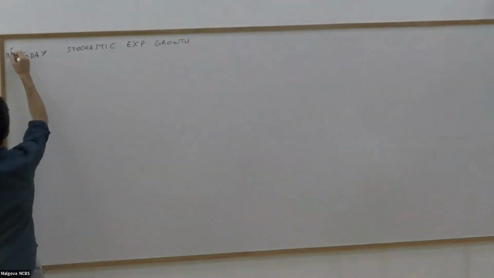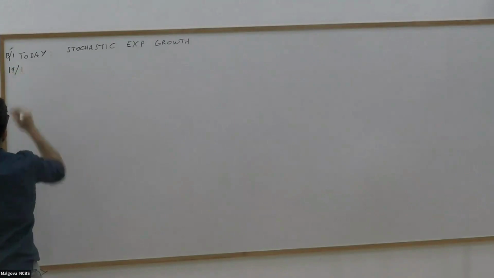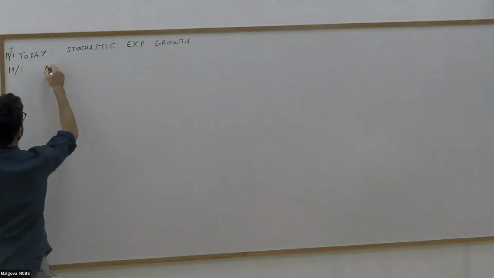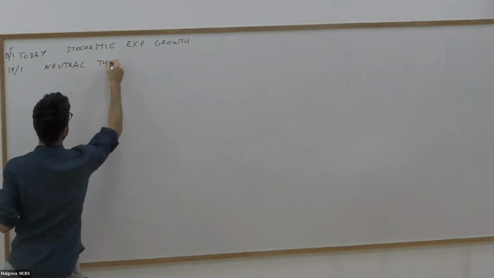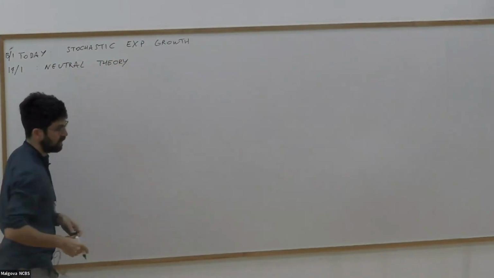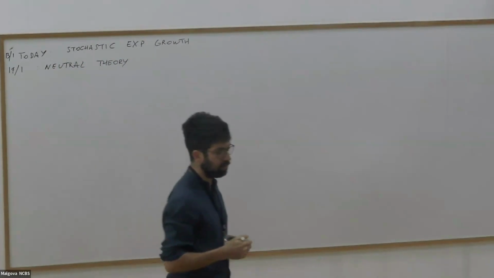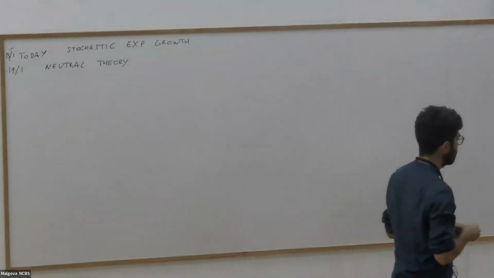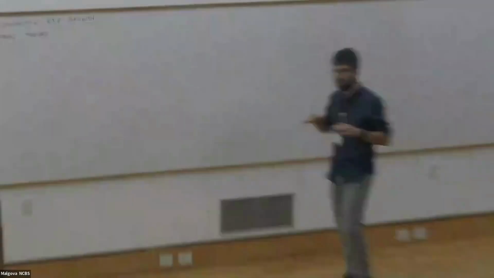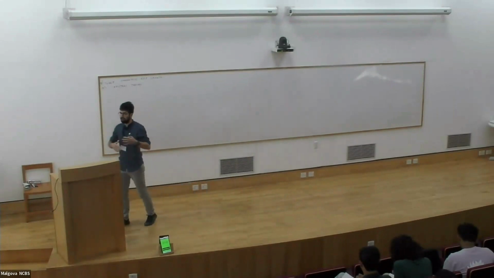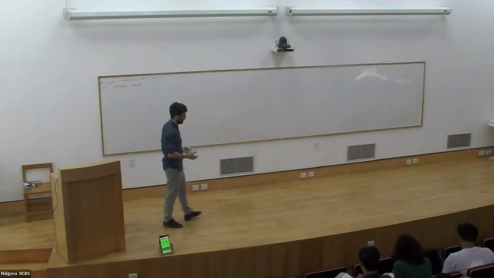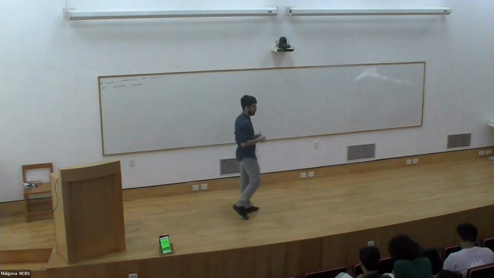So today is the 13th. Tomorrow, what we're going to do is an introduction to neutral theory, which is a very influential set of models, based on the assumption that what we see is exclusively dominated by stochasticity. So somehow there is no deterministic force, and the patterns that we see of diversity, of abundance, of variation are dominated purely by stochasticity.